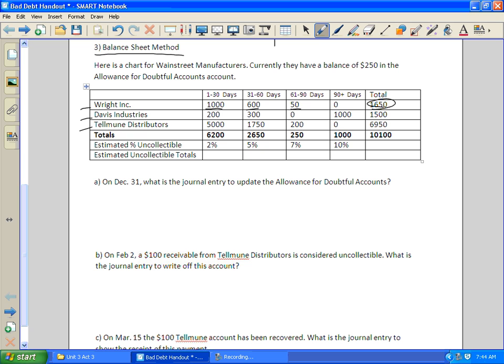That gives us a grand total of 1,650, and it's the same thing for Davis. All right, they have 200 over the last month, 300 the previous month, nothing the previous 2 months, and then anything 3 months or more. In fact, they owe us $1,000, which is actually quite a bit.